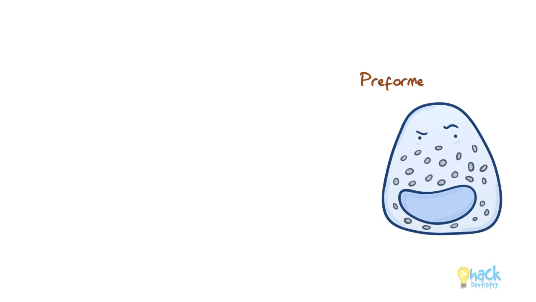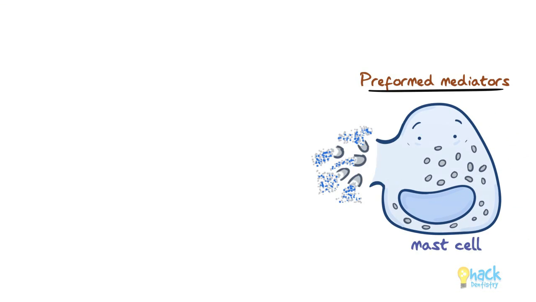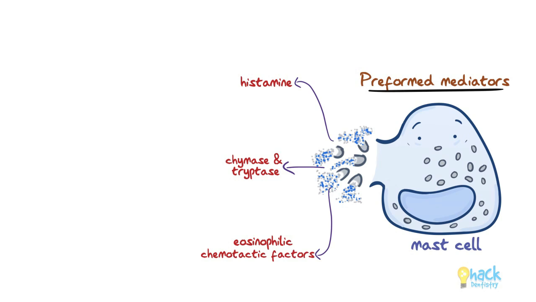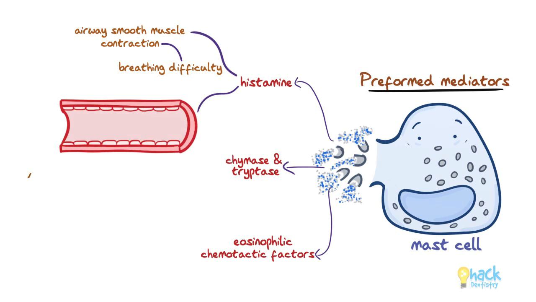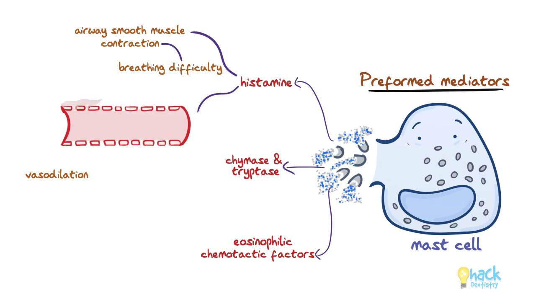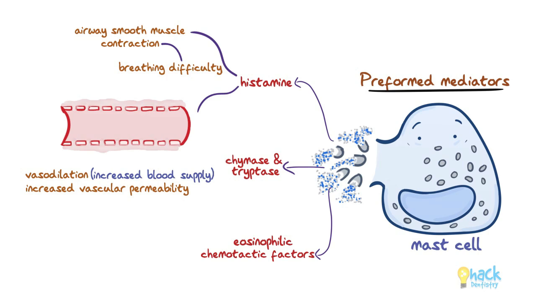Some of the preformed mediators contained in the mast cell granules are histamine, enzymes like chymase and tryptase, and eosinophilic chemotactic factors. Histamine causes smooth muscle contraction of the airways, making it difficult to breathe. It also causes vasodilation of blood vessels, and increases their permeability. This causes an increased blood supply to the site of action and leakage of fluid through the vessels, causing edema and swelling.